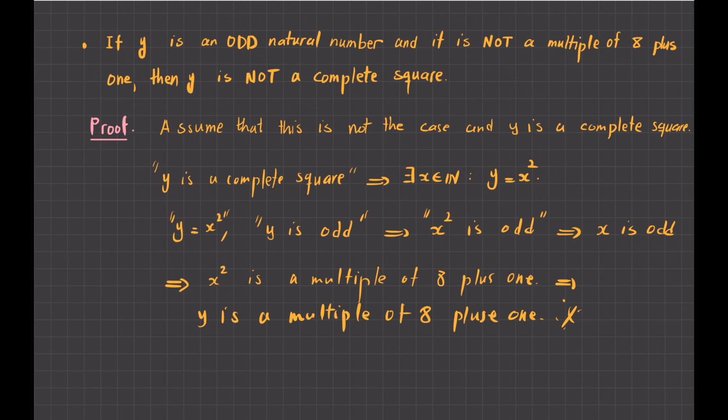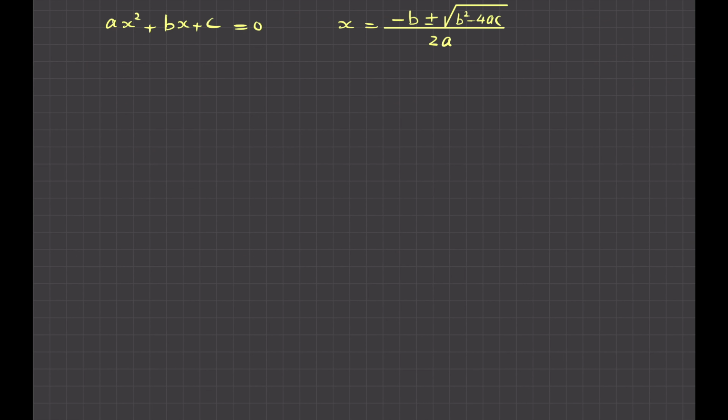Okay, now let us go to the problem. Now we have this equation. a, b, and c are all odd numbers. We want to show that the root cannot be a rational number. As I explained at the beginning, I need to show that b squared minus 4ac cannot be a complete square. But what type of number is this?